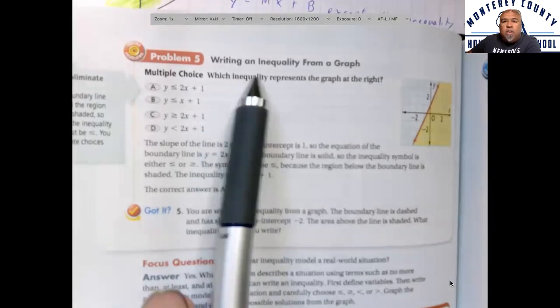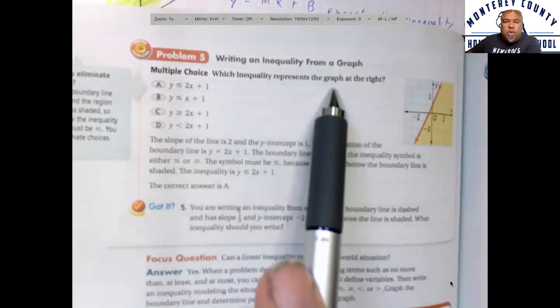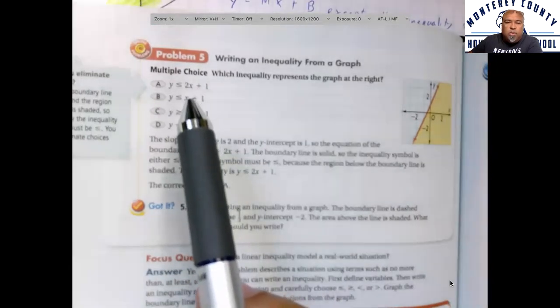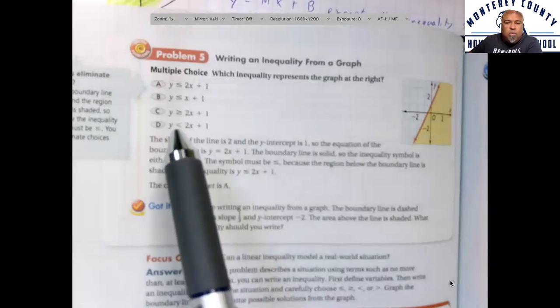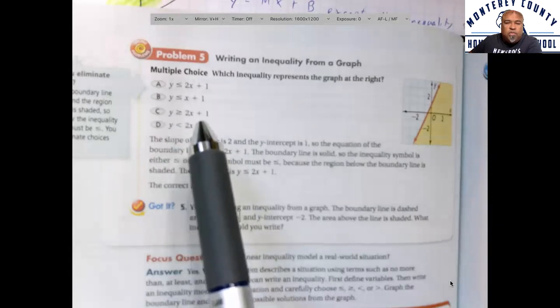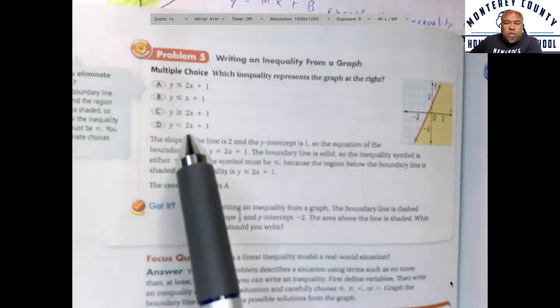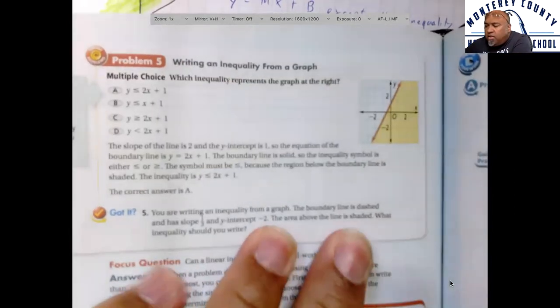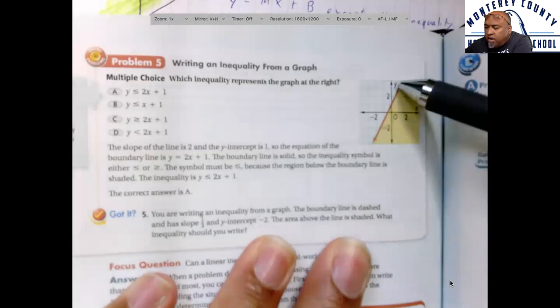It says write an inequality from a graph. Multiple choice. Which inequality represents the graph at the right? I'll read them. Y is less than or equal to 2x plus 1. Y is less than or equal to x plus 1. Y is greater than or equal to 2x plus 1. Y is less than 2x plus 1. Okay, so let's take a look at the graph here. In the graph, we have a shaded side and we have a solid line.